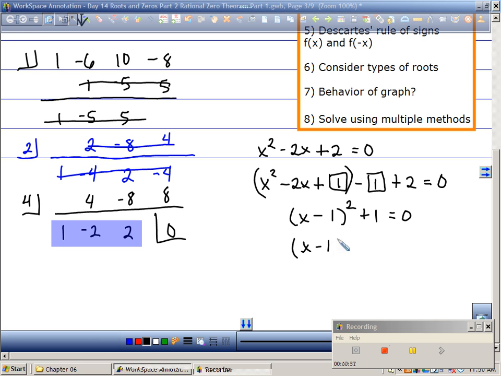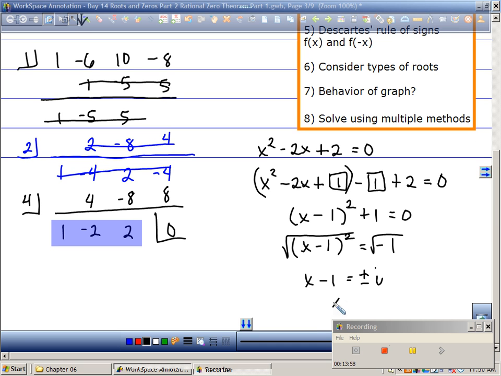Alright, so now it's x minus 1 squared equals negative 1. This is going to be i's, right? Take the square root of both sides, and I get x minus 1 equals plus and minus i, which is going to be x equals 1 plus and minus i. So my roots are 4, 1 plus i, and 1 minus i.